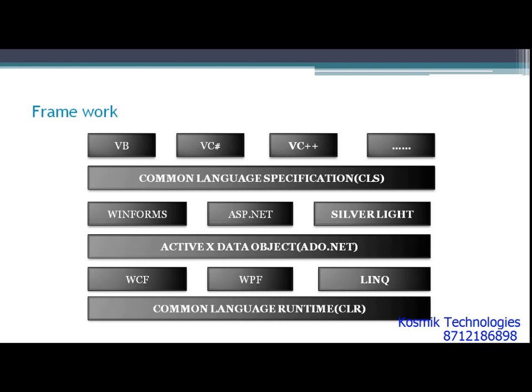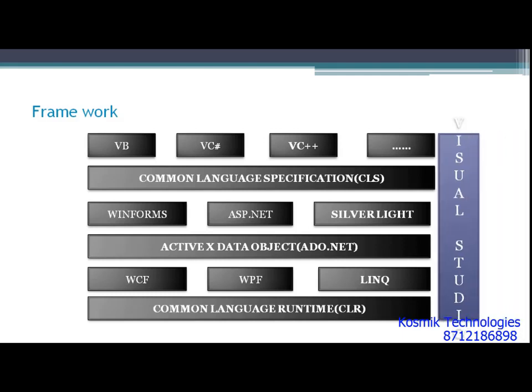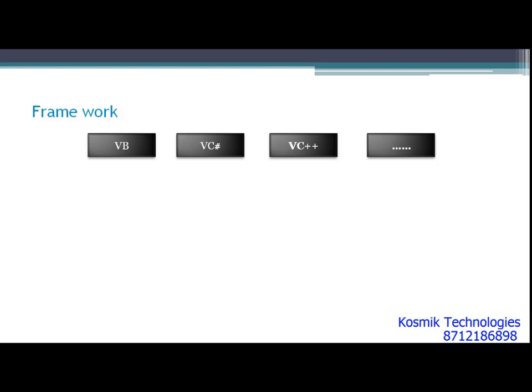Let me explain one by one. The first line indicates VB, Visual C Sharp, Visual C++, then common language specification, Windows Forms, ASP.NET, Silverlight, and ActiveX Data Object, which is called ADO.NET, and WCF, WPF, LINQ, and common language runtime. Let me explain about the first line. These are the different libraries present in Visual Studio. This is called the Visual Studio Framework, a basic architecture you can find in all versions.